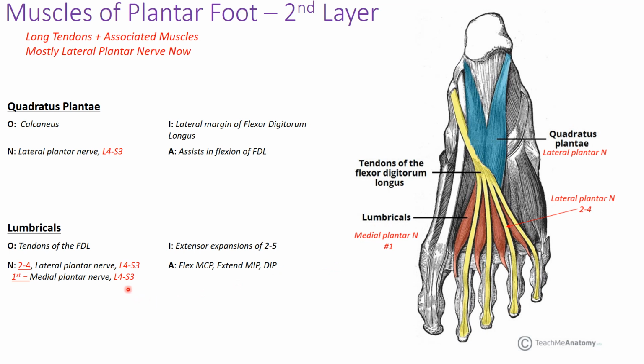Spinal segments L4 through S3 for all of these because it's a continuation of the tibial nerve. And the action of your lumbricals is to flex at the metatarsophalangeal joint and to extend the proximal interphalangeal and distal interphalangeal joints. Now we're going to go on to the third layer.